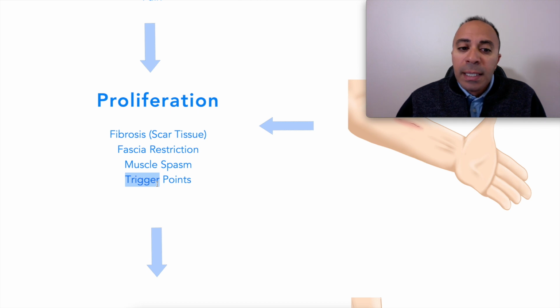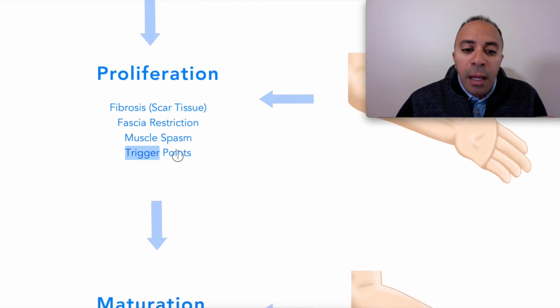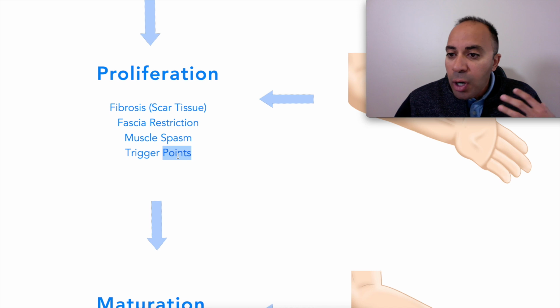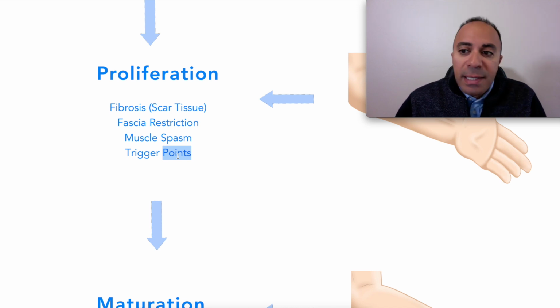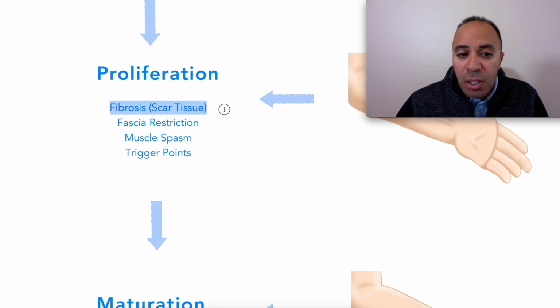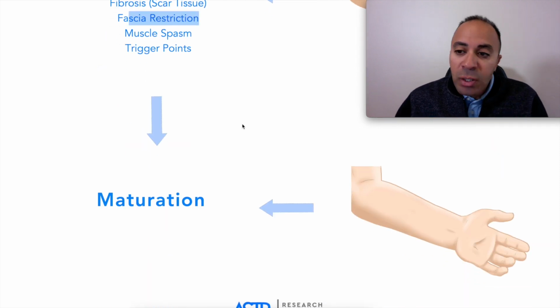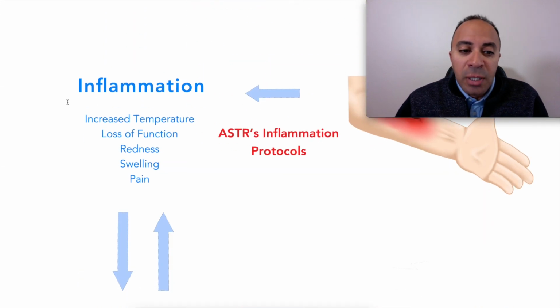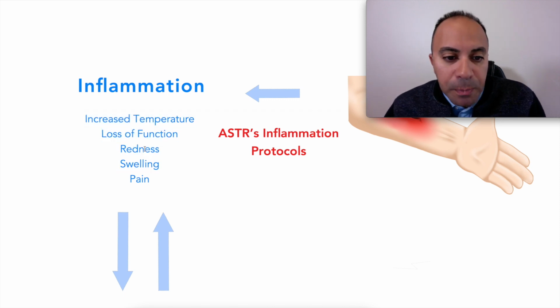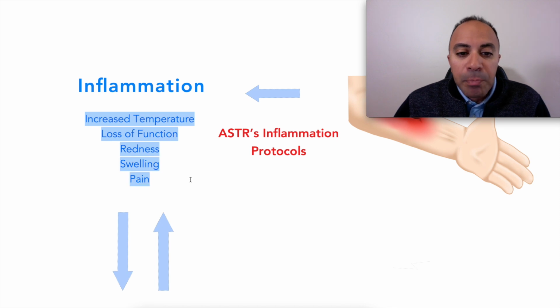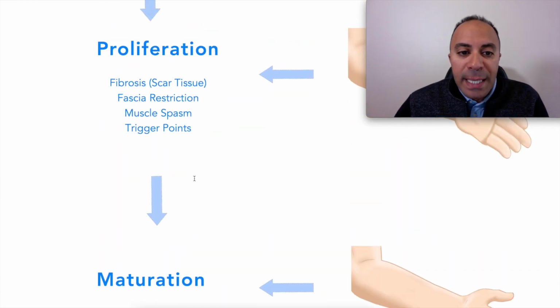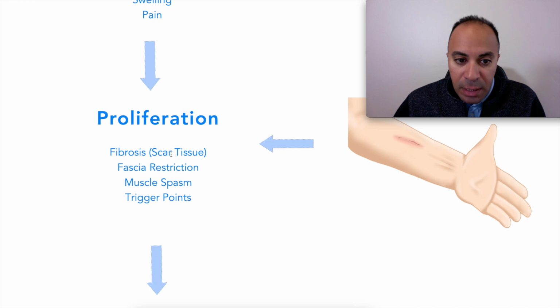trigger points. That's why a lot of patients try different treatments, exercises, stretching, and based on the studies, exercises and stretches will not break scar tissue or release fascia restriction. And actually, if you overstretch, you can cause inflammation. So the goal is to address each aspect of the healing cycle.